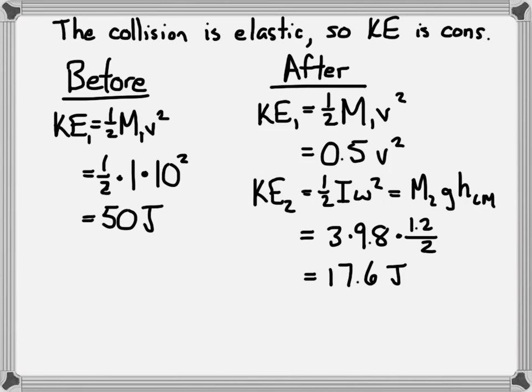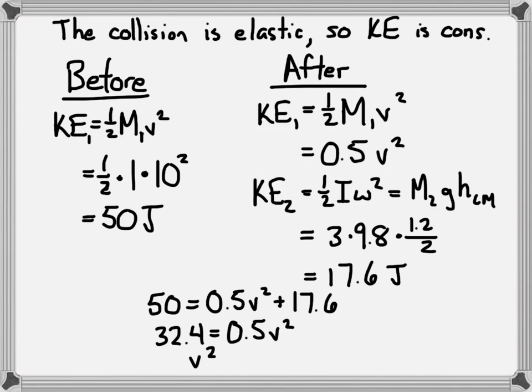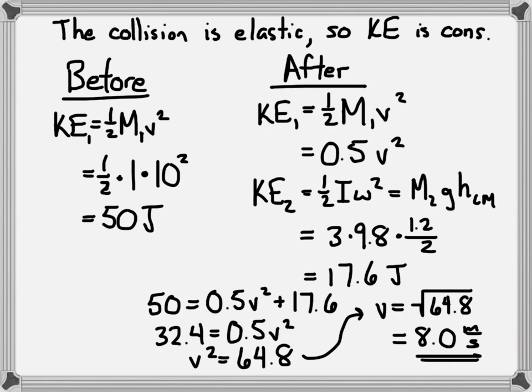All right, so I set the total kinetic energy before equal to the total kinetic energy afterward. Now I have an equation. I can solve for v. So let's solve for v. And it turns out that v squared is 64.8, so v is 8.0 meters per second.